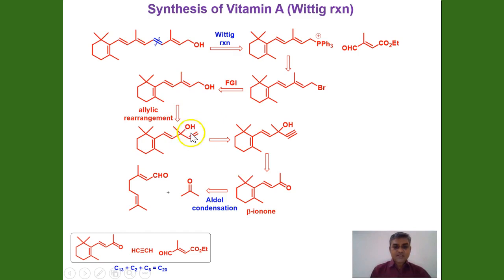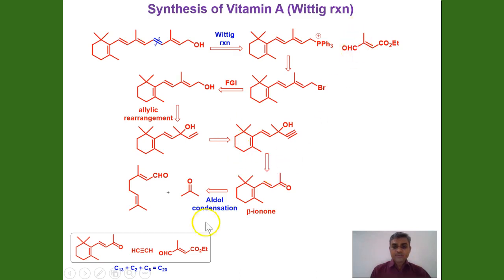It is a very common strategy in terpenoid chemistry. Whenever there is an allylic alcohol, chemists have employed a Grignard reagent as a key step to prepare the allylic alcohol. Allylic alcohol can be prepared from propargylic alcohol by reduction, and propargylic alcohol can be prepared from Grignard methodology, and this is again a beta-ionone. Now beta-ionone is easily accessible from an aldol condensation of citral plus acetone. So citral plus acetone gives a beta-ionone, and from beta-ionone we are reaching vitamin A.